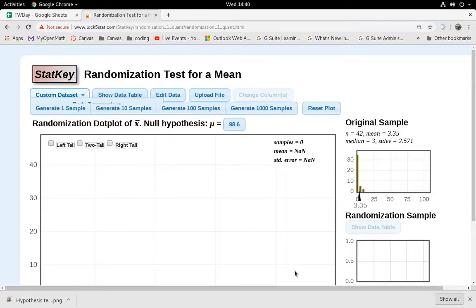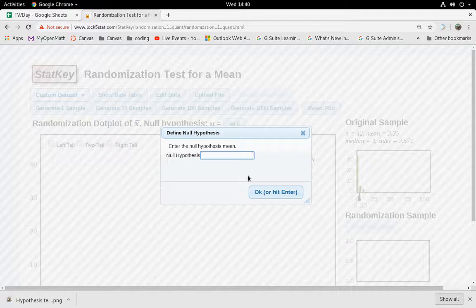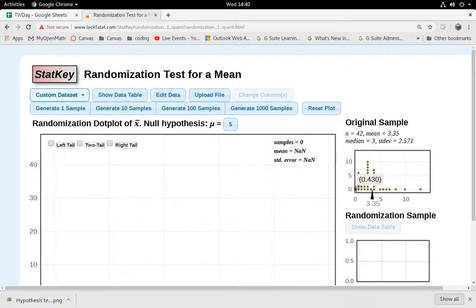All right, next thing we need to check is, do we have the right null hypothesis? I did not, so I'm going to set it to 5. And then over here I can see a dot plot, which is a kind of histogram of this data. And it looks to me like a few of these numbers are outliers.